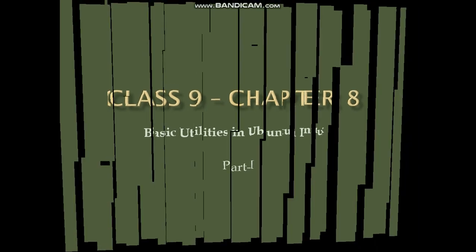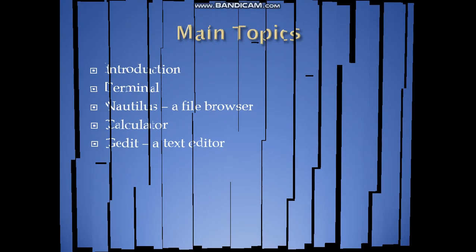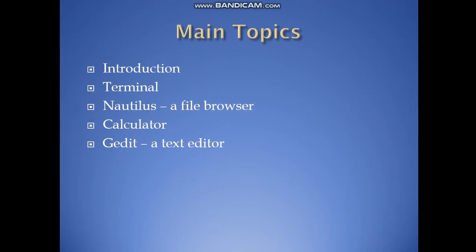So let us start. The main topics of this chapter are introduction, terminal, Nautilus a file browser, calculator, gedit a text editor. Not rocket science, these things. Let me tell you in a single statement the facilities given by the operating systems that we are going to discuss. And these facilities, we call technically utilities.